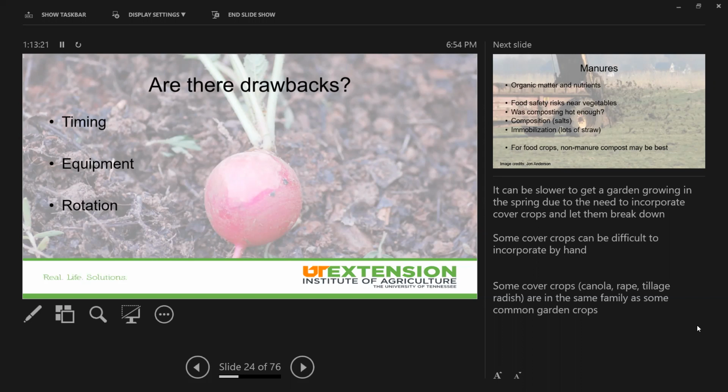So it's just different ways to manage your soil over time. It's not something that happens overnight, or that you do one time and it's going to solve your problem. It's something you have to keep up with year after year as you plant.